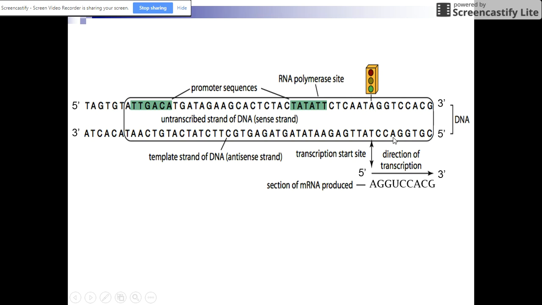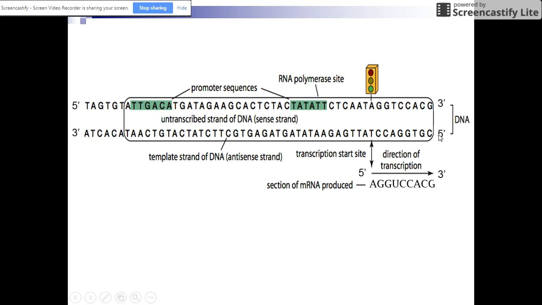And you can see that this is the template strand. So we're going complementary to the template strand to create the mRNA. But notice that instead of a T here, we're putting a U because it is RNA. So uracil instead of thymine. So we're building it in the 5' to 3' direction, but the template strand is being read in the 3' to 5' direction.